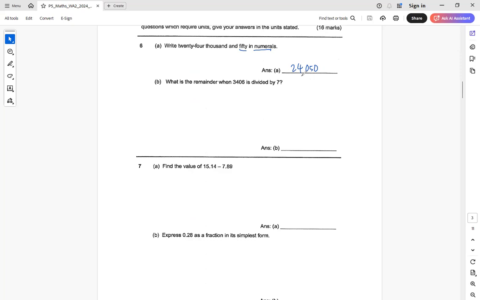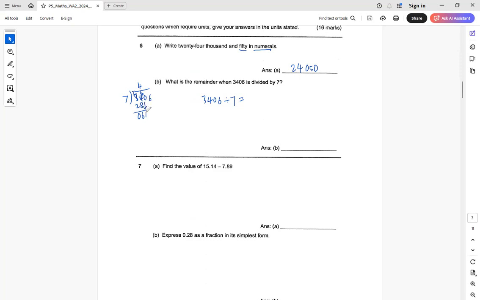Part B, what is the remainder when 3,406 is divided by 7? Okay, take note, for this paper, you're not allowed to use your calculator, so you have to do your long division. So let's do it together. 3,406 divided by 7. So 3 cannot divide by 7, so I'll straight away take 34 divided by 7. I'll get 4, which is 28. So I subtract, this will become 14, this one is 2. So 14 minus 8 will give me 6.